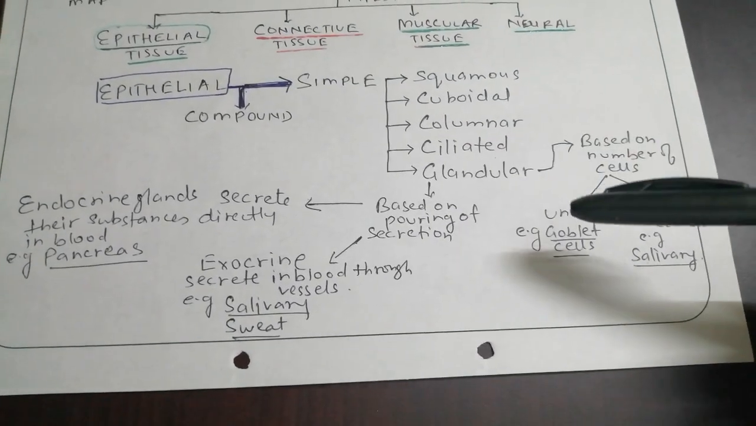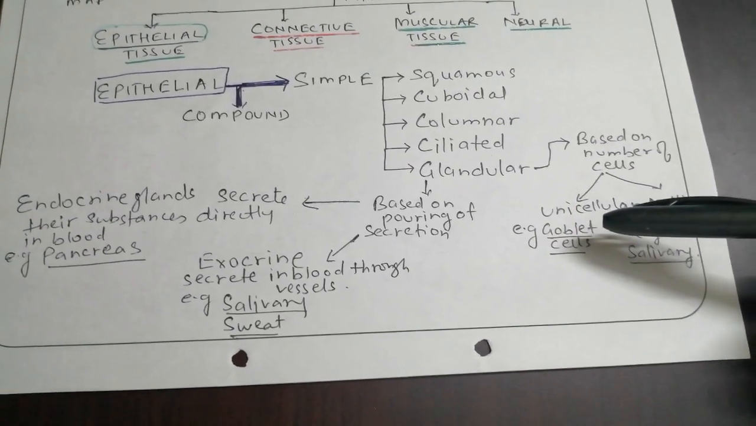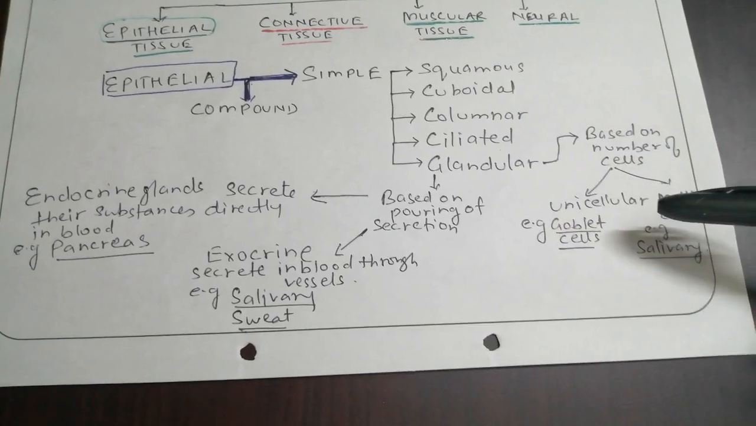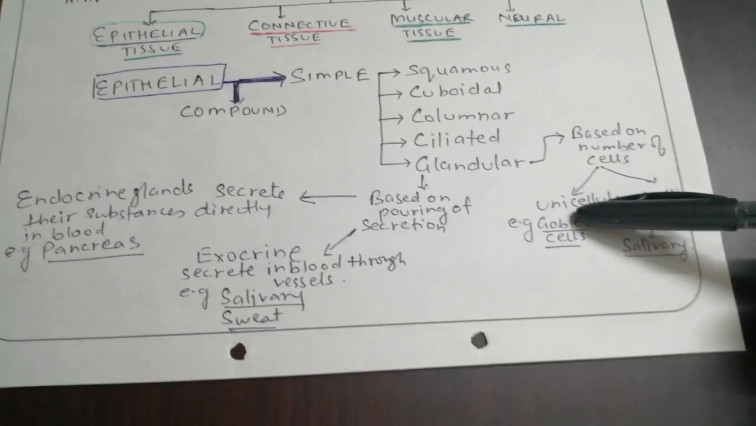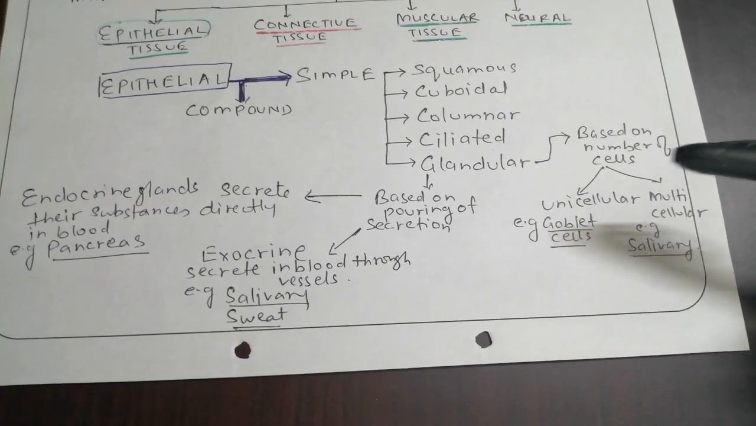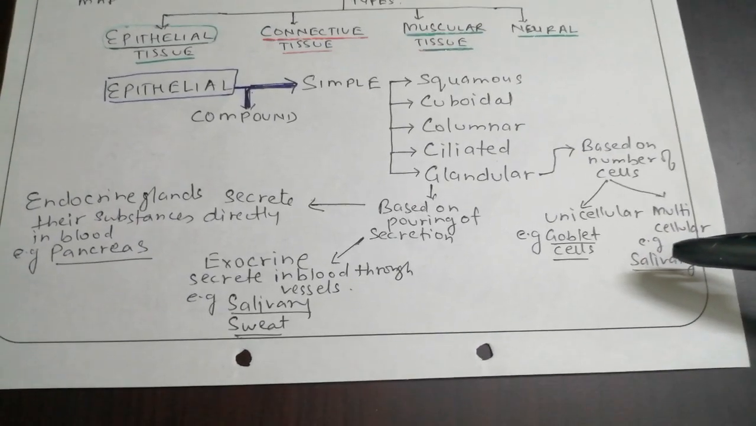Now coming to the unicellular. There are two types of tissues based on one cell or many cells. One is known as the unicellular structure. They are goblet cells. Then the second is multicellular, the salivary glands, which are present.